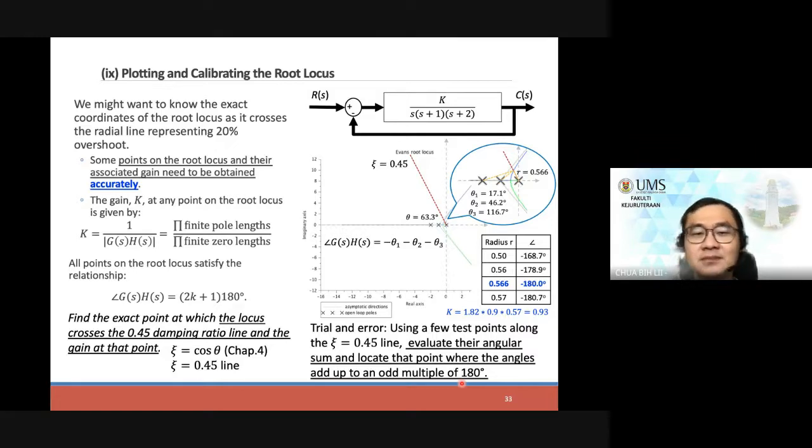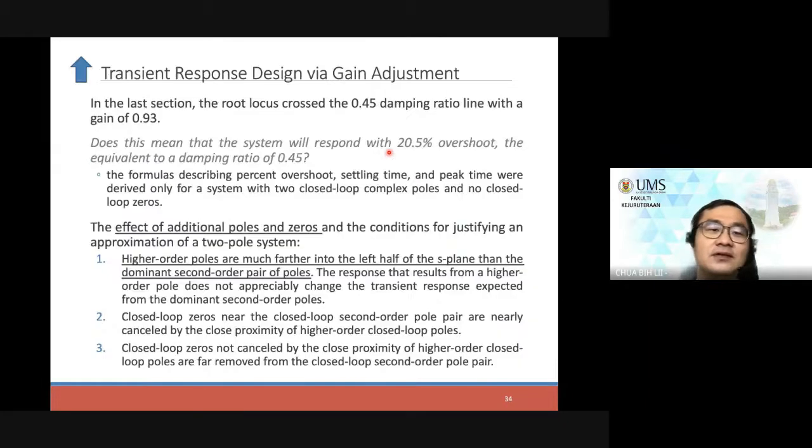Just pick up your pen or pencil and try any points you want, then you realize you may not get the angle equal to minus 180 degrees. Only when it is equal to minus 180 degrees is that the position of the root locus, and it hits this point. We know that is the point that intersects with this damping ratio of 0.45. So that is the trial and error.